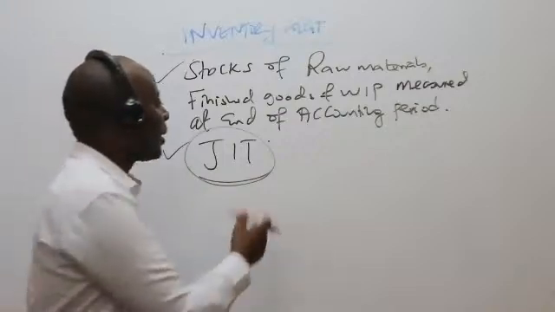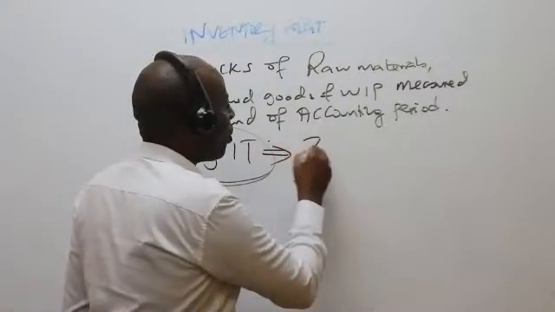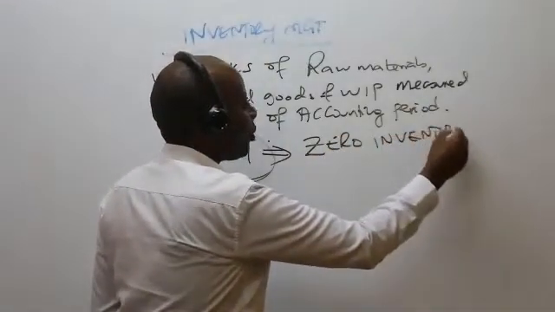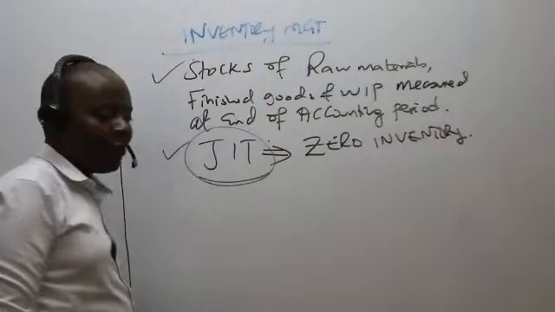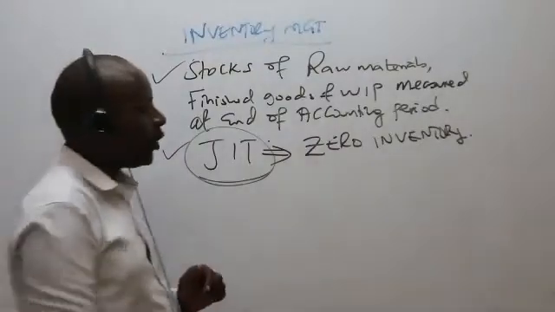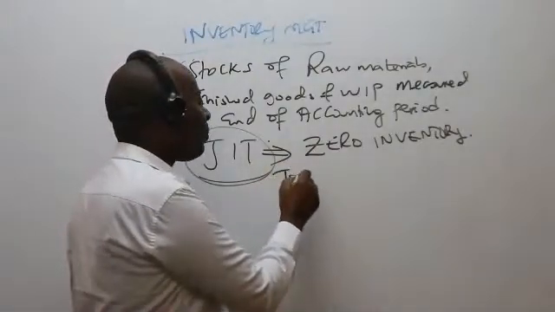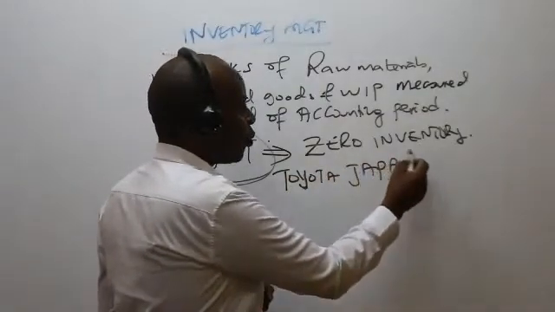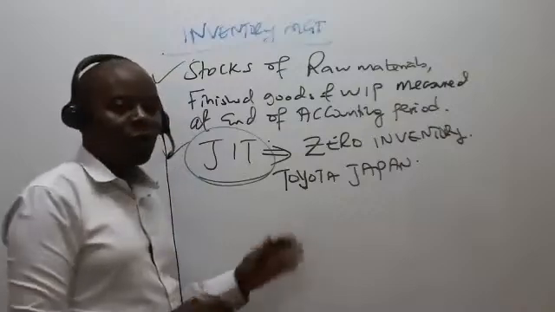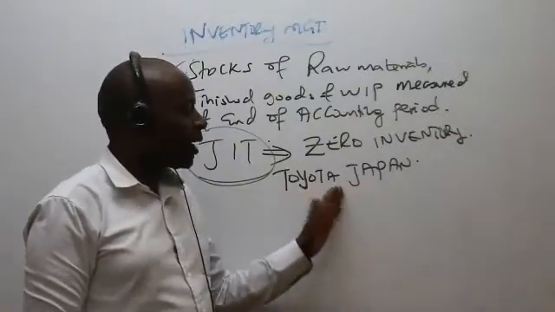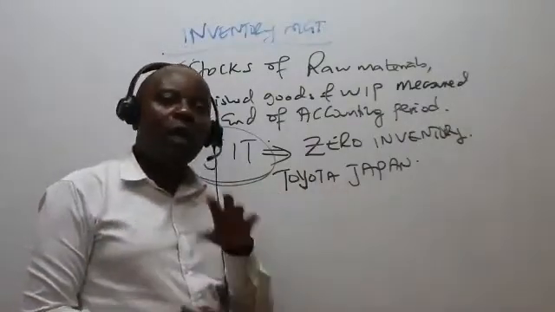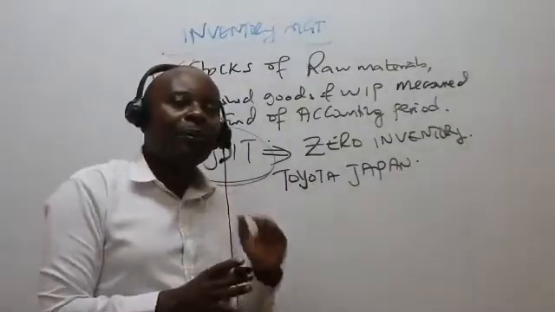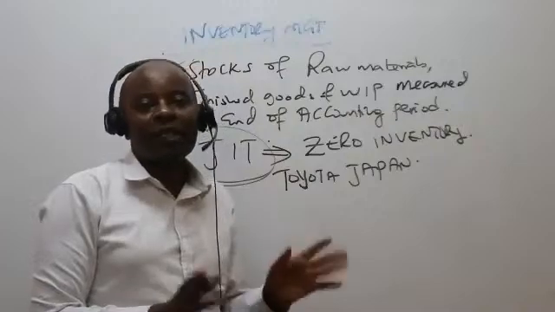Just-in-time, ladies and gentlemen, is a system that believes in what we call zero inventory. It believes in zero inventory, and the model is very famous with Toyota Japan. If you go to the history, you'll be able to get quite a lot of information on Toyota Japan regarding how they were able to save on their storage cost almost 100% by adopting just-in-time systems.